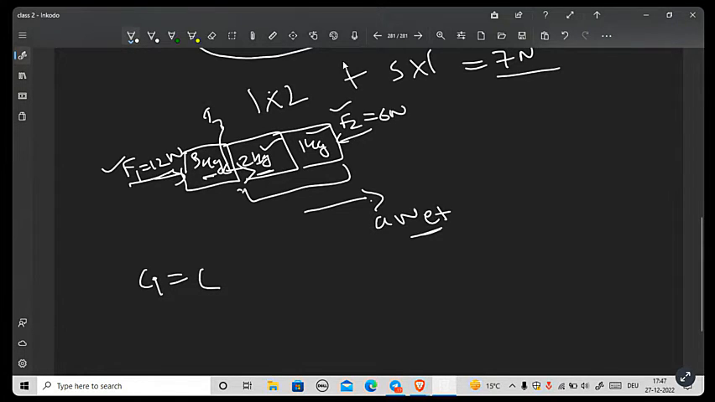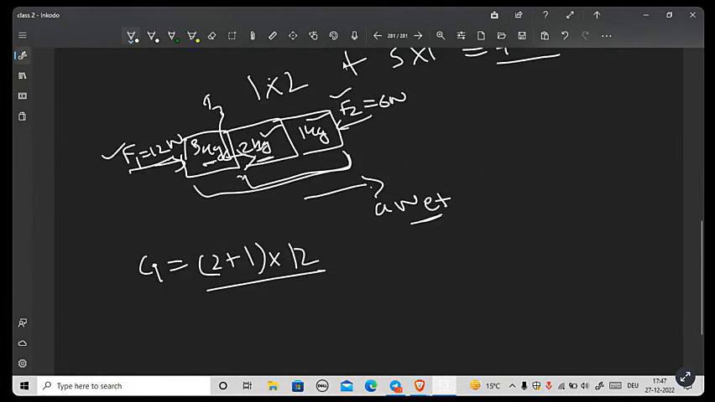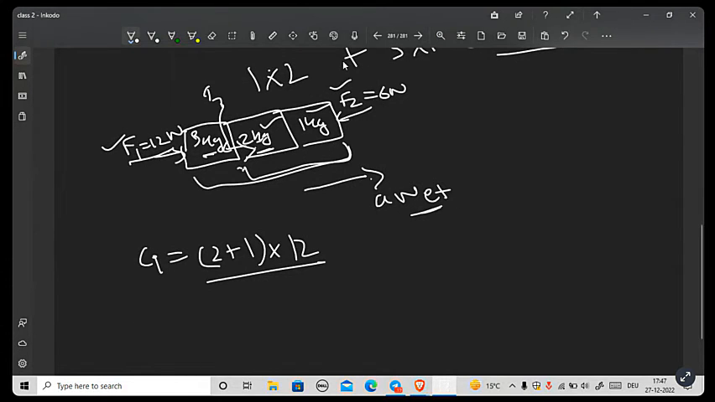What is the contribution of F1? So how will I see the contribution of F1? F1 is pushing 2 kg and 1 kg. So I will write (2 plus 1) into F1 upon the total mass of the system. Because ultimately the whole system is moving together. That is why M1 plus M2 plus M3. So 3 plus 2 plus 1 is nothing but 6. Now, plus I will see the contribution of the F2 force.